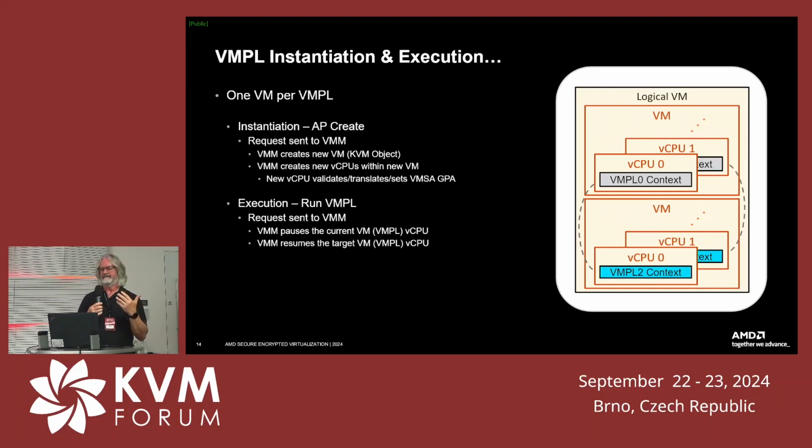The last approach that I'm going to talk about is having one VM per VMPL level, right? And so now we separate out the vCPUs from the other vCPUs. You have to know about the relation of vCPU 0 in one VM to vCPU 0 in the other VM. The request is sent up to the VMM. It creates new CPUs within the new VM that's created, and that new vCPU validates and translates the information when it runs. Similar execution flow, though. Up to the VMM, it pauses one thread, starts the other thread, right?